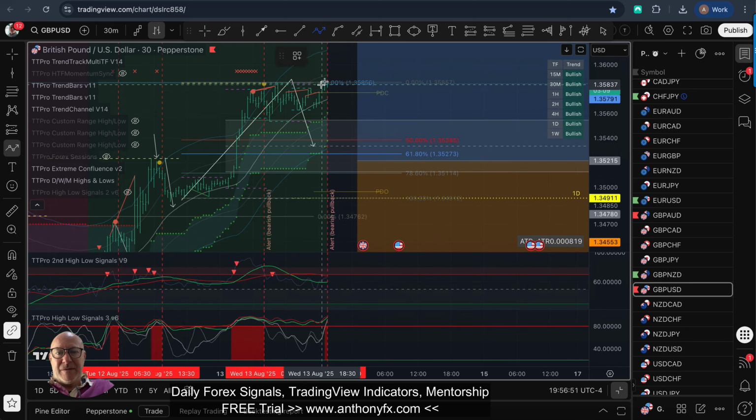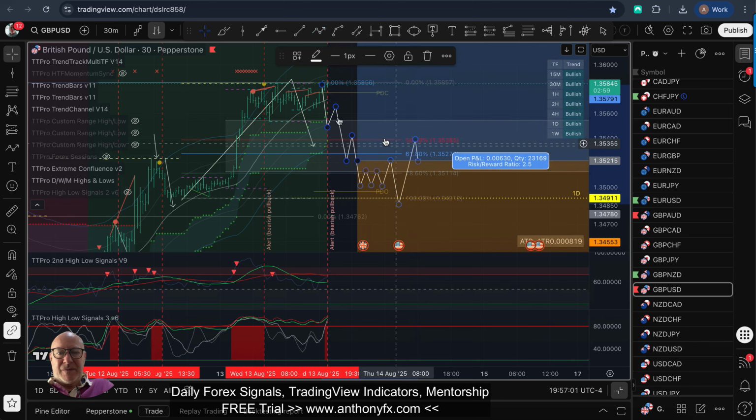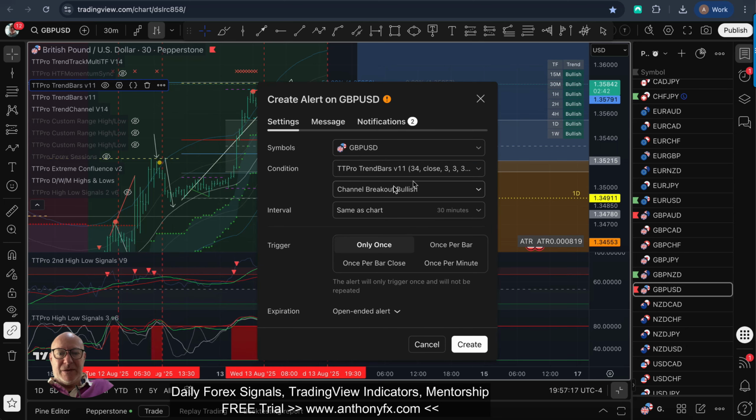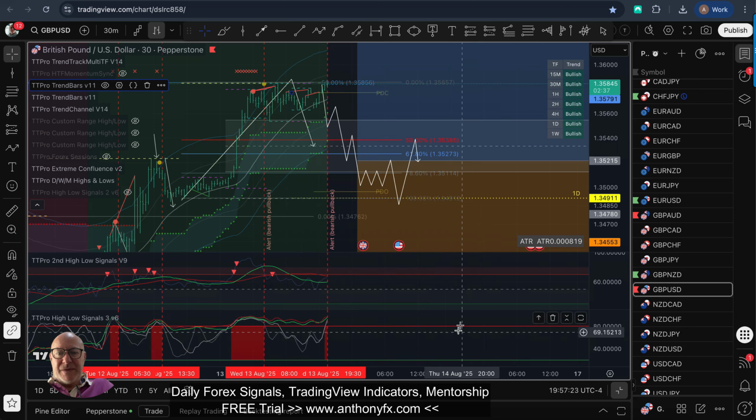So then we get, say, a pullback, right? So green zone turns red, and then the red zone turns green. Watch out for that, and the run-on stops. All right, so something like that. Okay, so what we can do with this trend track multi or the trend bars, we could go for a bullish break here. I'm thinking at alert on this one, you could go for a bullish channel breakout, right? So once per bar, that's not a bad signal.